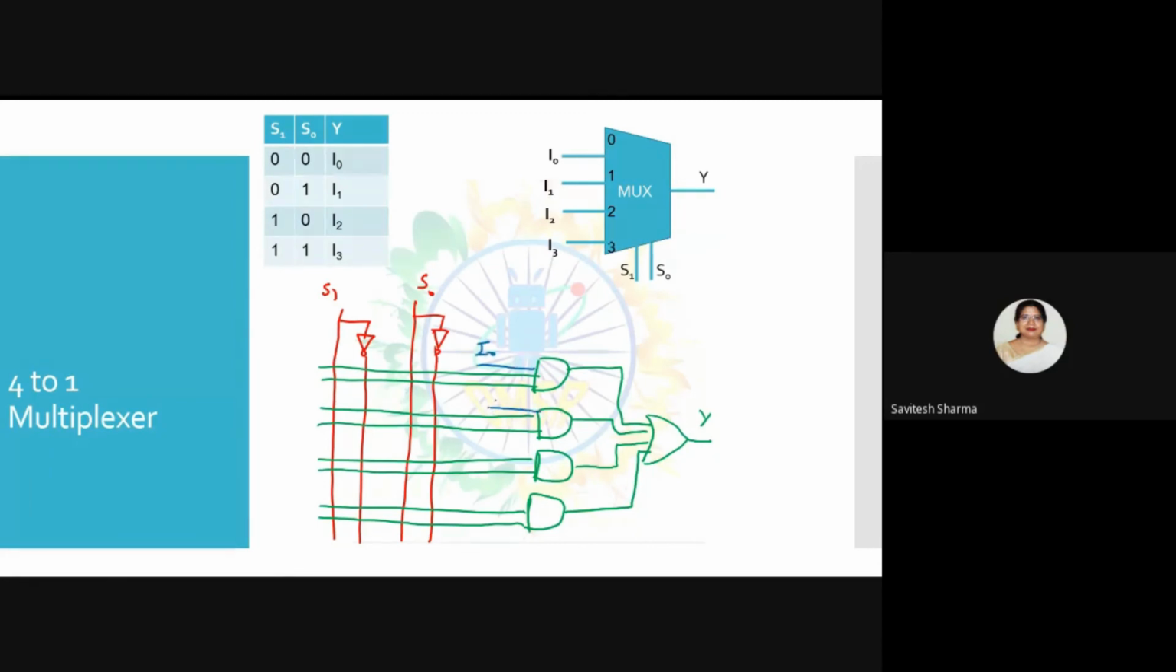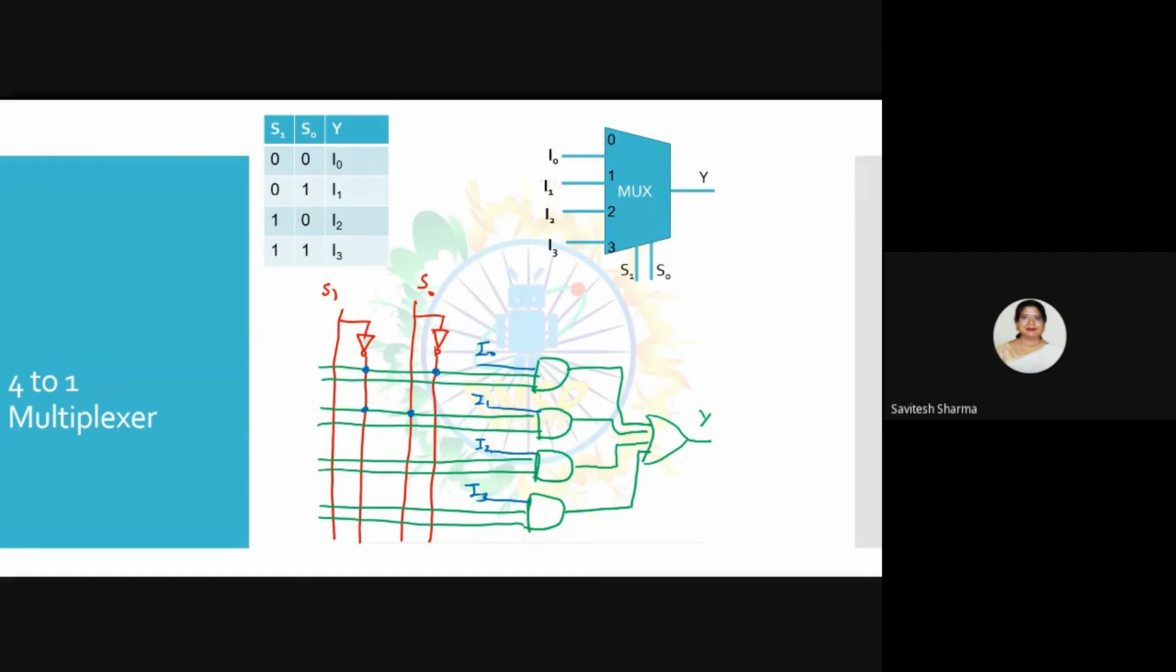I0, I1, I2, I3. Now, for the first term I had S1, S0, both 0. So I will show the connection here. Just connect through the dot. Next, S1 is 0 and S0 is 1. So you will show this dot at the S0 line.